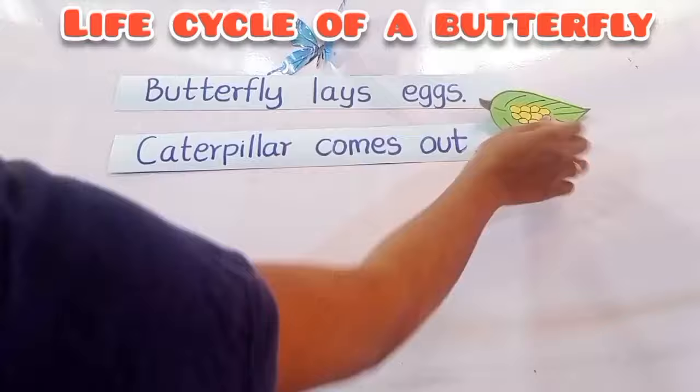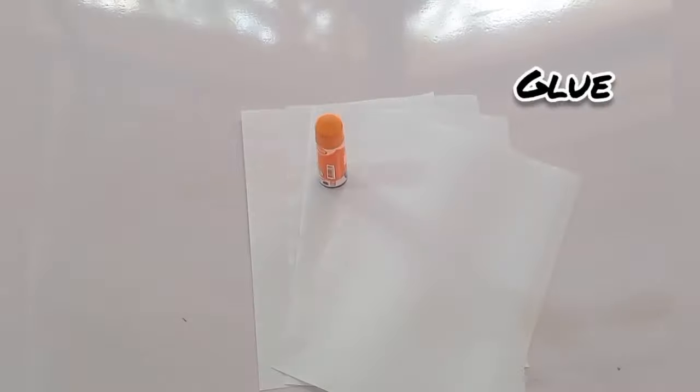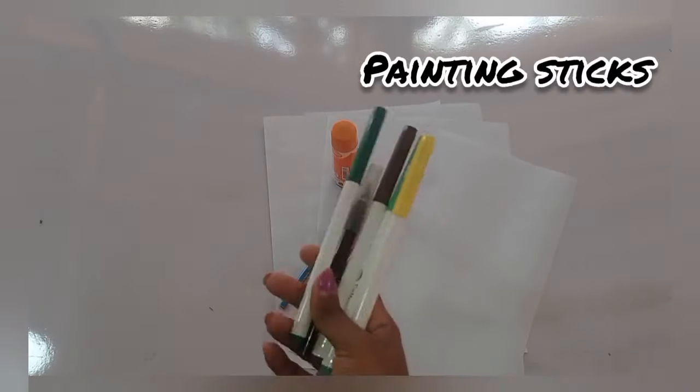What are the things? Comment below. First, you need some white seeds. Second, you need glue. Third, you need scissors. Then you need some painting sticks and a color sheet.